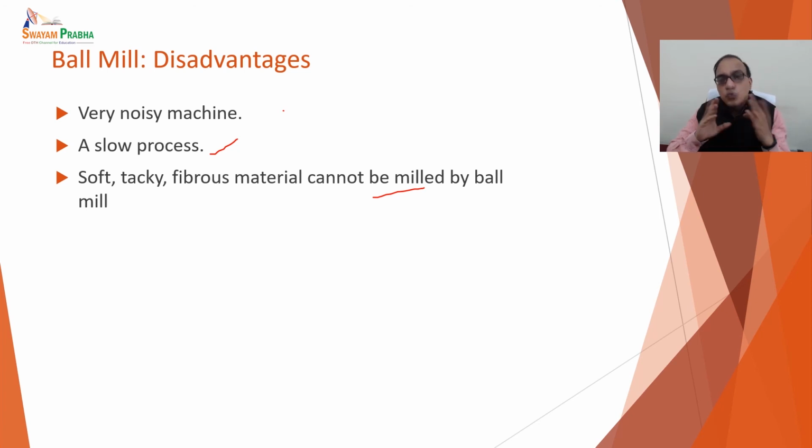Secondly, it should not be too soft or tacky or fibrous material, otherwise that material will stick, and it won't get the force from impact or attrition. So in both cases, specifically soft, tacky and fibrous material cannot be milled by a ball mill.